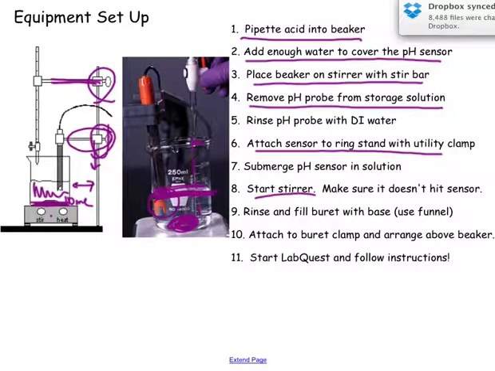Start your stir. Make sure your stir bar is not hitting the pH sensor because it could break it. And these, my friends, cost $125. So we do not want to break these because we're poor. Even though we're Westlake, we don't have a big budget. So let's really take care of our equipment. We're going to make sure that it doesn't hit the sensor as it's going.